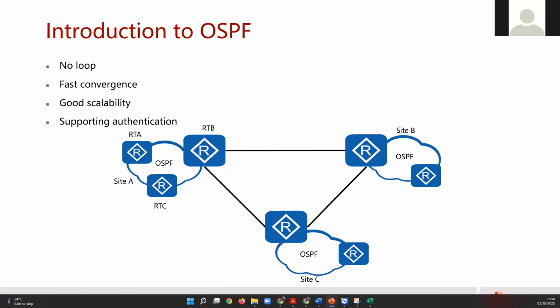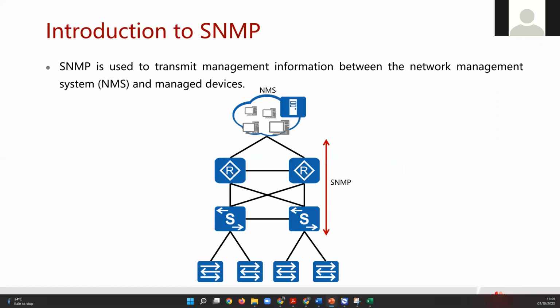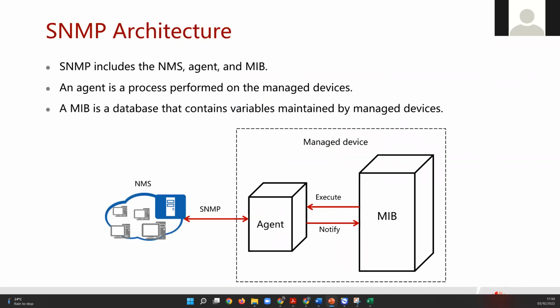Then there's also OSPF, which is very good because there are no loops, it has faster convergence, gives good scalability, and also supports authentication. SNMP is usually used to transmit management information between the network management system and managed devices. These days we have managed devices such as managed switches and managed routers, so SNMP works well in transmitting the management information. How it works, it has an agent and also what we call an MIB.